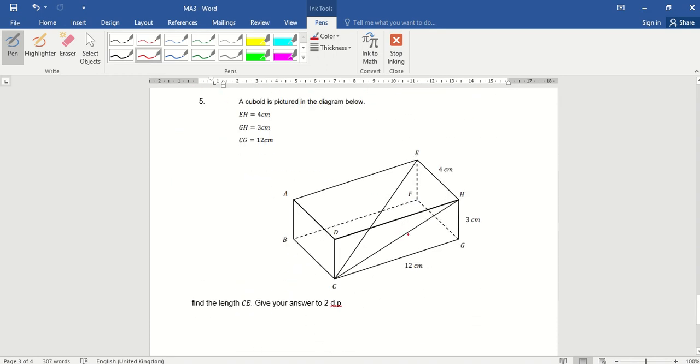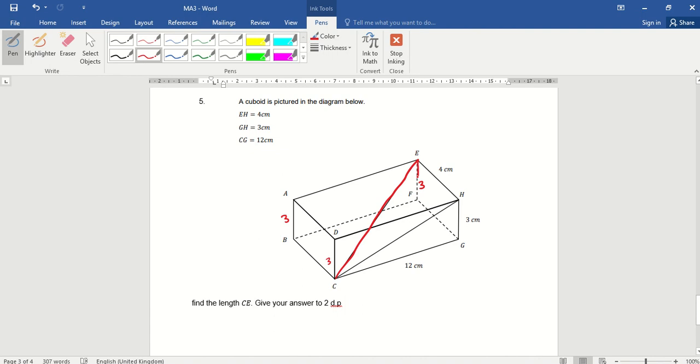And finally, a cuboid is pictured in the diagram below. EH is 4 centimetres, GH is 3 centimetres, and CG is 12 centimetres. Again, we've got them all marked on here already. And remember that as it's a cuboid, if this is 3, AF is also going to be 3, AB is going to be 3, DC is going to be 3, and the same for the other ones. There are lots of other lengths you can find. Now they want us to find the length CE, so that's this length here. Okay, a 3D diagonal.